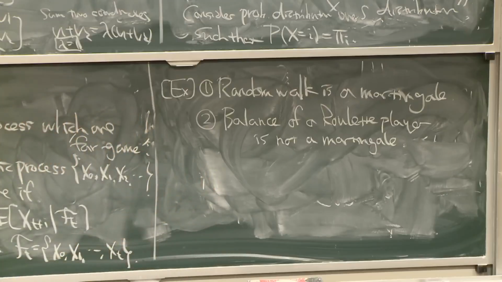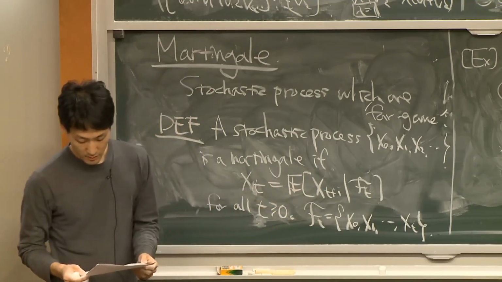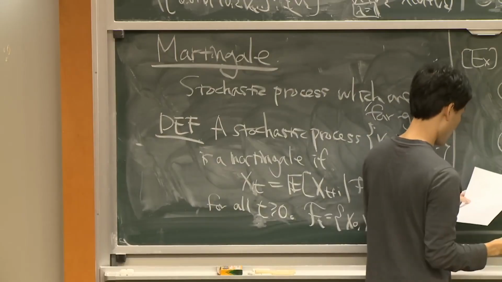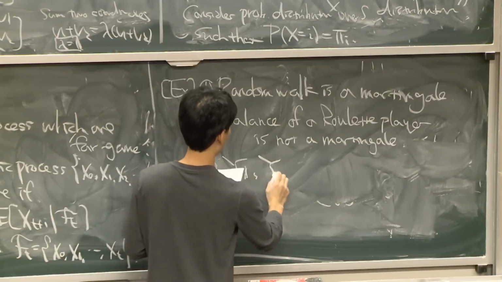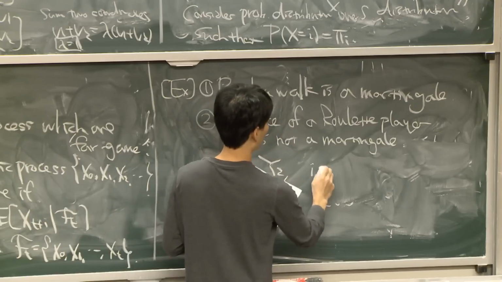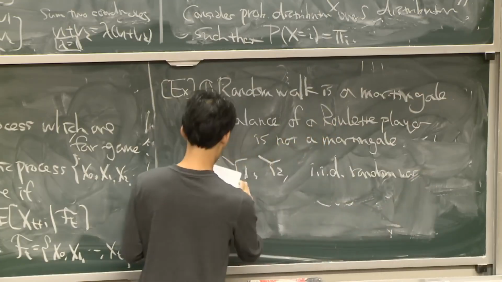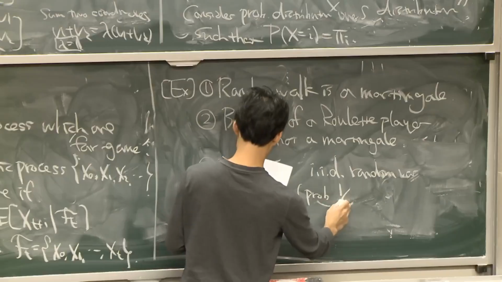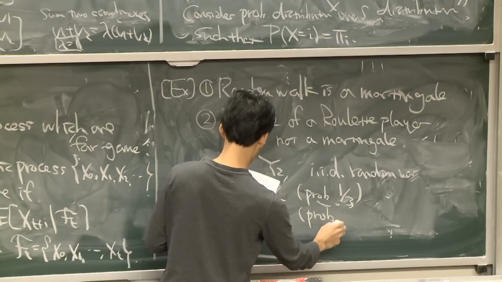It's not a fair game. The game is designed for the casino, not for you. Third one is some funny example. I just made it up to show that there are many possible ways that a stochastic process can be a martingale. So if Yi are IID random variables, such that Yi is equal to 2 with probability 1/3 and half with probability 2/3.